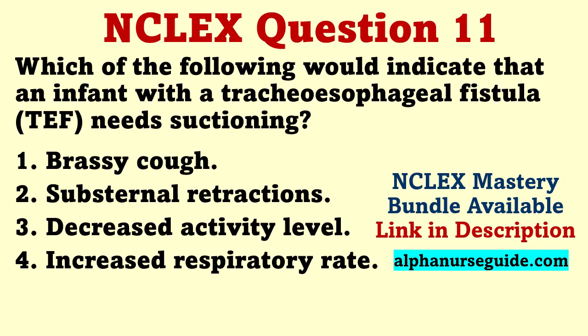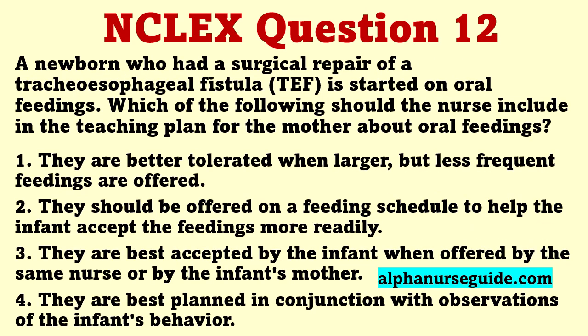The correct answer is 2. With a TEF, overflow of secretions into the larynx leads to laryngospasm. This obstruction to inspiration stimulates the strong contraction of accessory muscles of the thorax to assist the diaphragm in breathing. This produces substernal retractions.